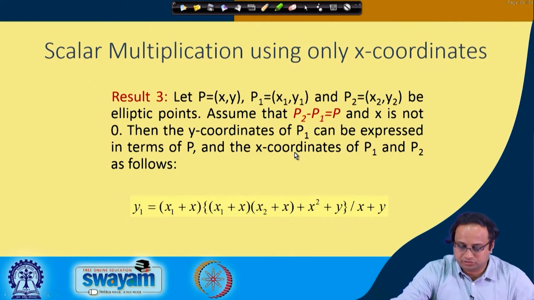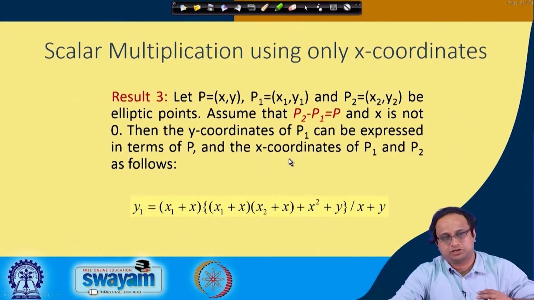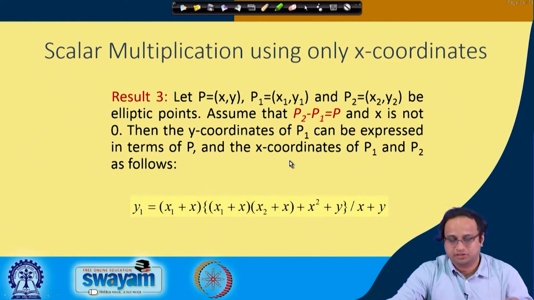And so, therefore, at the end of the computation you have to somehow have that information of y. Okay. And using this result 3 we can do that. So, the result 3 says that if p is equal to x comma y and p1 is x1 comma y1 and p2 is equal to x2 comma y2 with the elliptic points, okay, assume that p2 minus p1 is equal to p, okay, and x is not 0, okay, then the y coordinate of p1 can be expressed in terms of p and the x coordinates of p1 and p2 as follows.